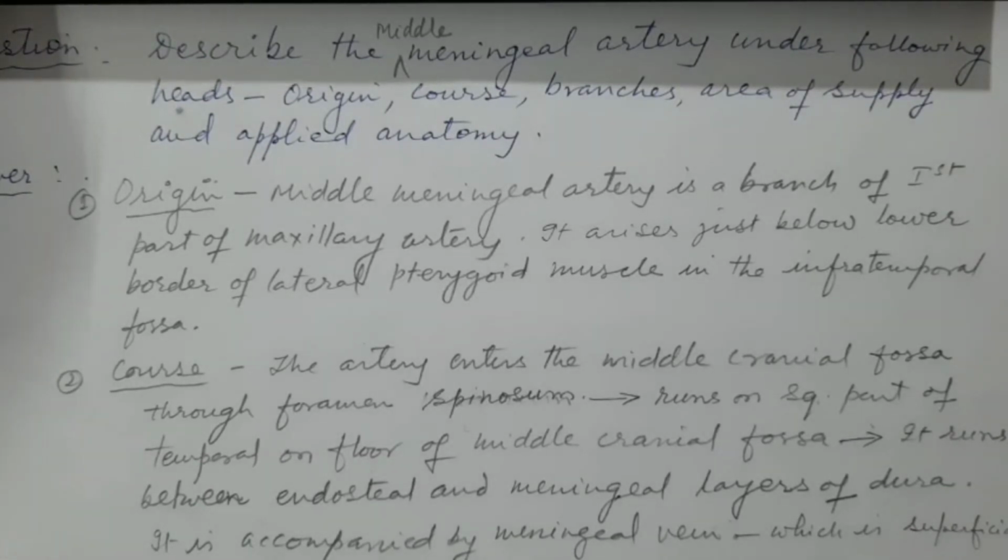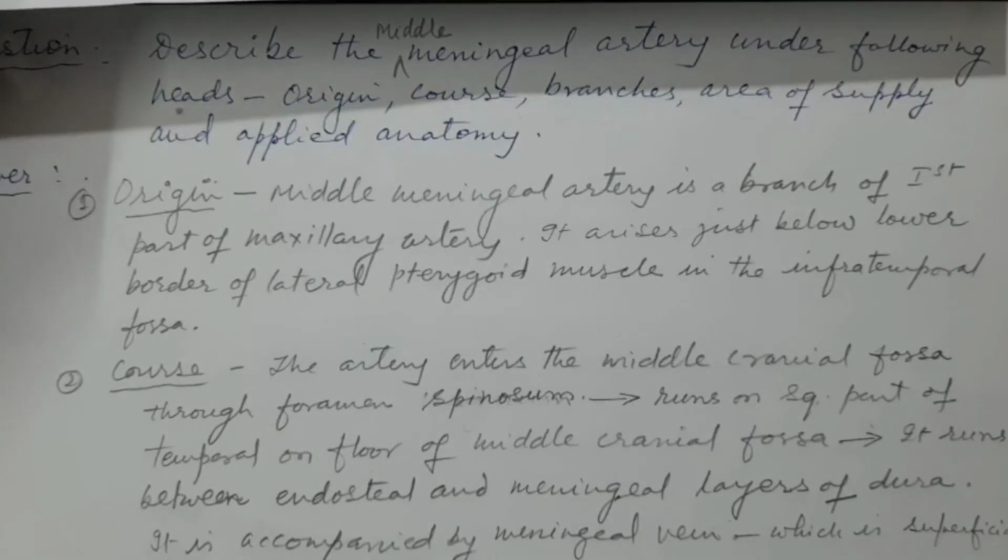Then it runs, as I said already, between the endosteal and the meningeal layer of the dura mater. Dura has two layers. The outermost is the endosteal, because it forms the periosteal covering of the inner aspect of the skull bones: the greater wing, the frontal bone, the parietal bone, and the squamous part of the temporal bone. Then there is a second layer, towards the cranial cavity, called the meningeal. So the artery runs between these two layers of the dura mater, but it is said to be extradural because it lies outside the meningeal layer of the dura.